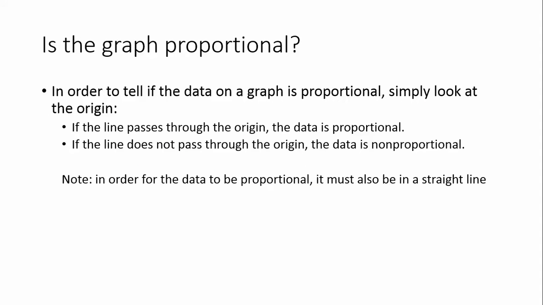Now let's talk about a graph. How to tell if a graph is proportional, and this is really simple. All you have to do is look at the origin. Once the data is graphed, we just look at the origin. If the line passes through the origin, remember the origin is 0, 0 on a graph, we say that the data is proportional. If it does not pass through the origin, then the data is non-proportional. Also, in order for data to be proportional, it has to be a straight line. So all of the examples I show you today will be straight lines, and you're just looking at whether it passes through the origin or not.